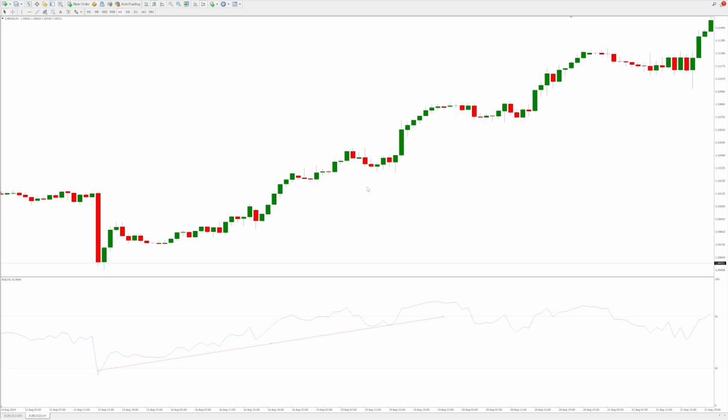Yeah, this can be used, as I said, on any trading instrument and time frame. The RSI is a real good indicator. Divergence is something that I think is often overlooked, but it's just a handy tool to have in your trading strategy.